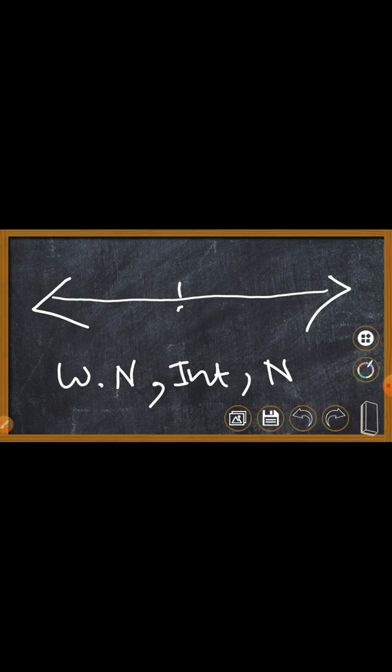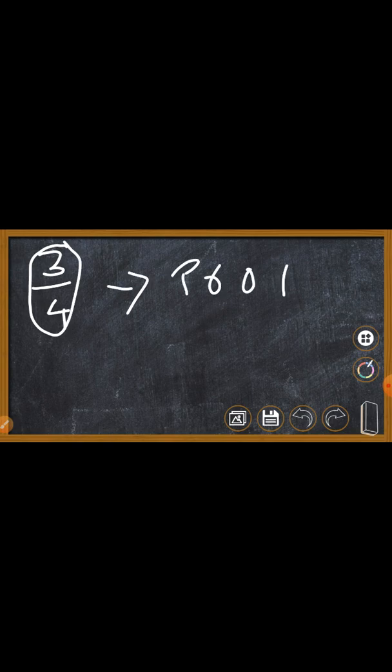Suppose I ask you to represent plus 3 on a number line. This is your plus 3. Suppose I ask you to represent minus 3 on a number line. This is your minus 3. This you know. But suppose I ask you to represent 3 by 4 on a number line, how will you represent this? The first thing you need to note is that 3 by 4 is a proper fraction.